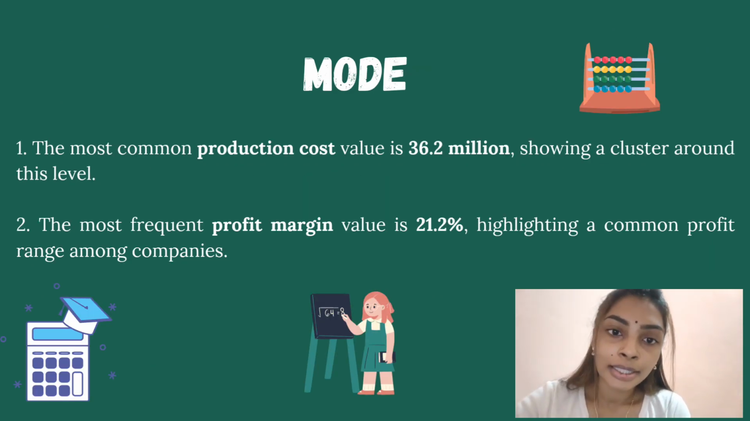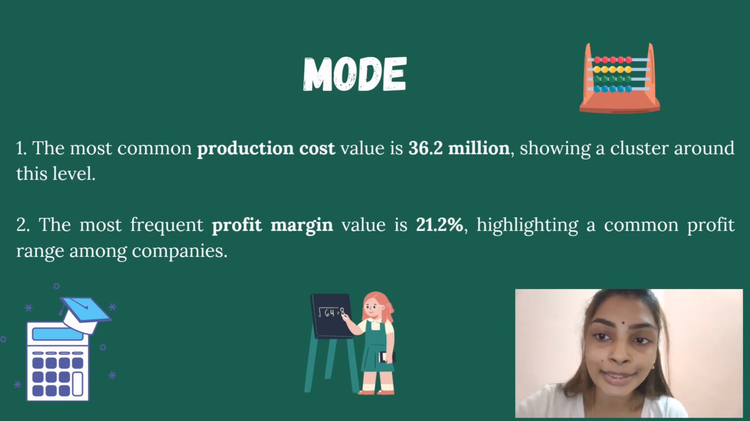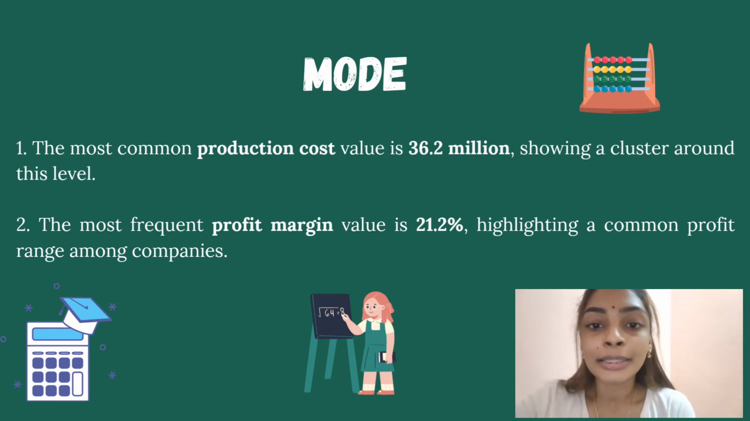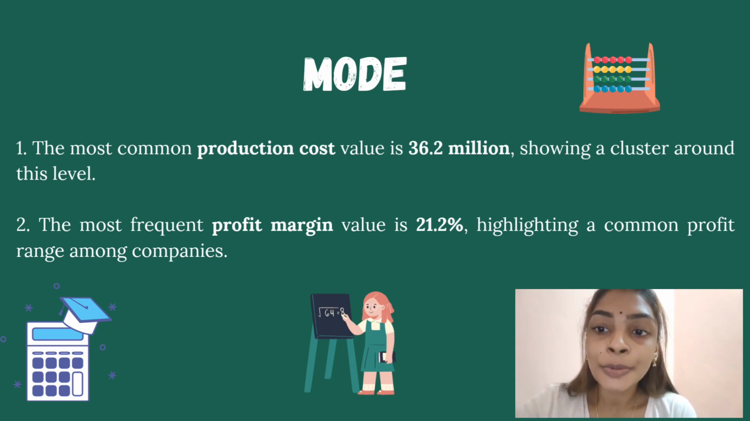Thirdly, mode. The most common production cost value is 36.2 million, showing a cluster around this level. The most frequent profit margin value is 21.2%, highlighting a common profit range among the companies.